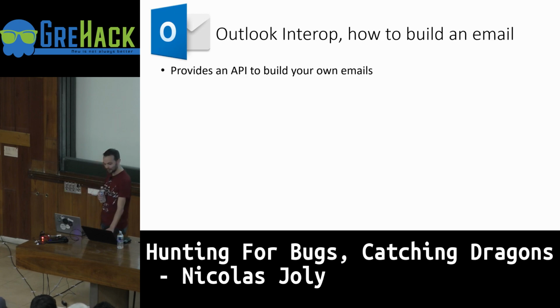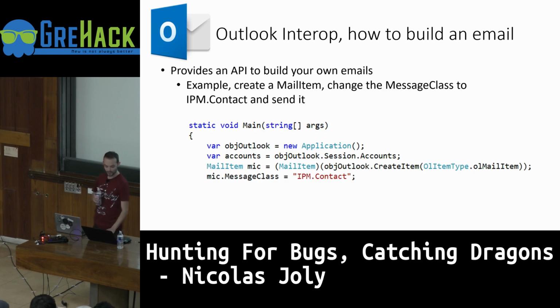So now coming to the interop API. As I told you, it's available in .NET, and it makes your life much easier when you want to send emails. Something that I want to stress is the message class of an email. By default, it's set to, well, I don't remember exactly what, but something like default email. But you can specify it to be whatever. For example, there is that IPM.Contact message class.